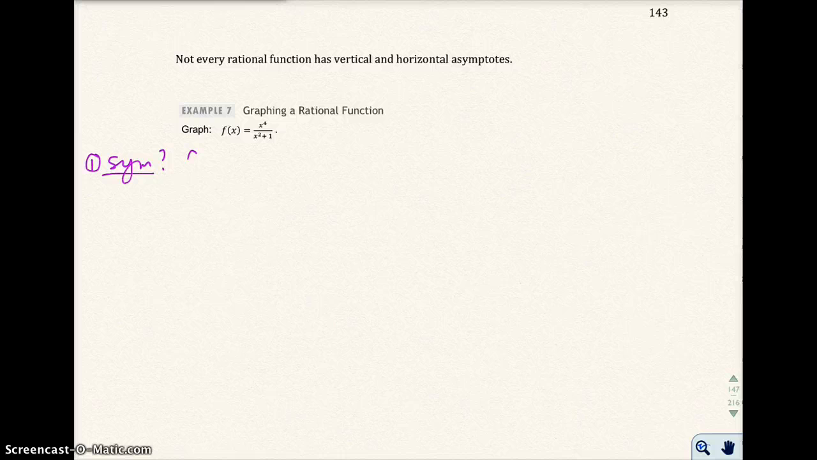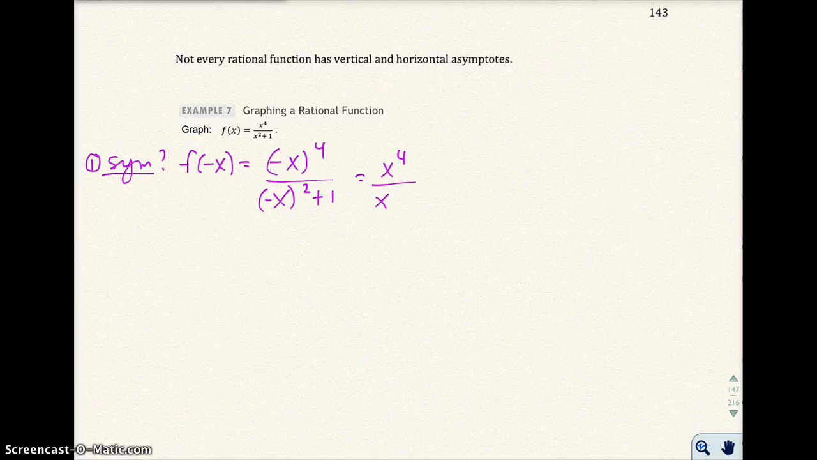In this case, I have f of negative x, which is negative x to the fourth over negative x squared plus 1, which gives me x to the fourth over x squared plus 1. This is the same, so I have y-axis symmetry.